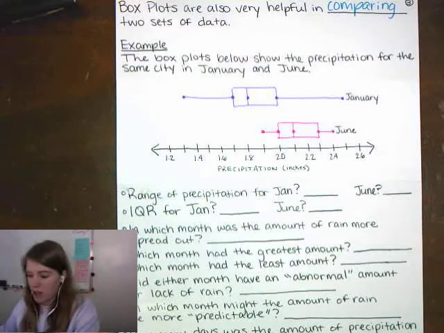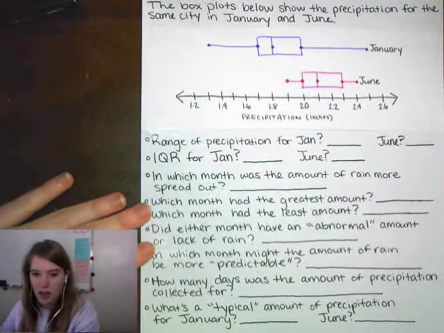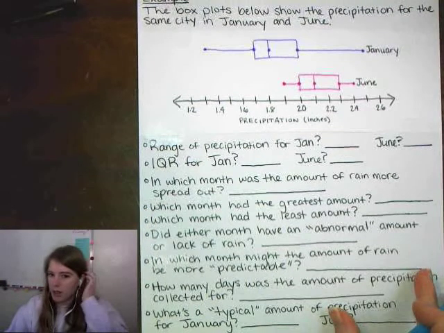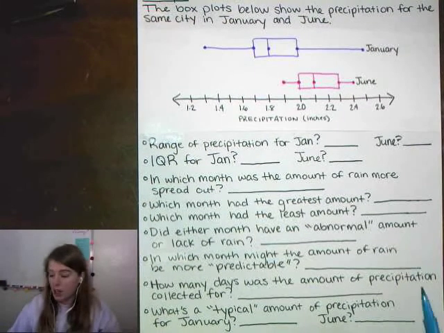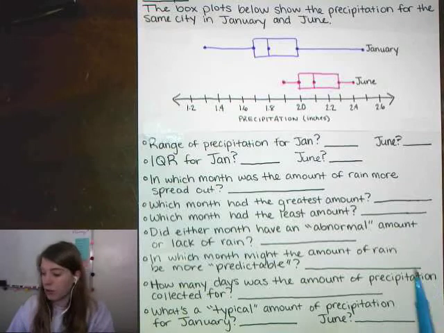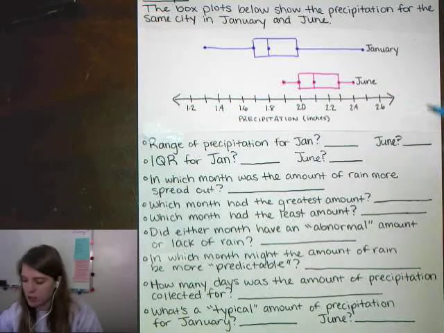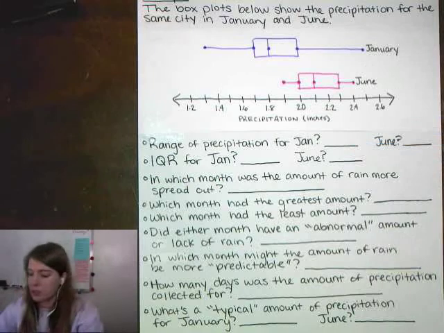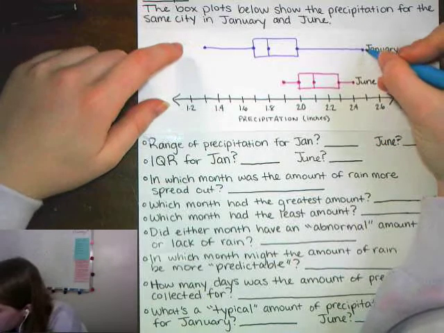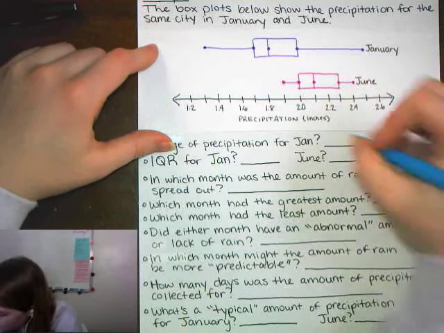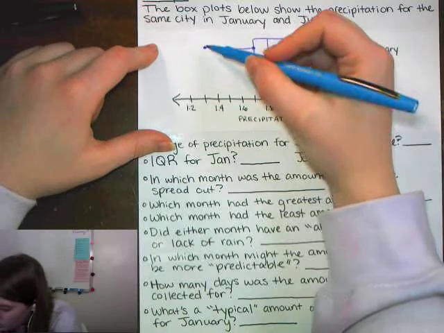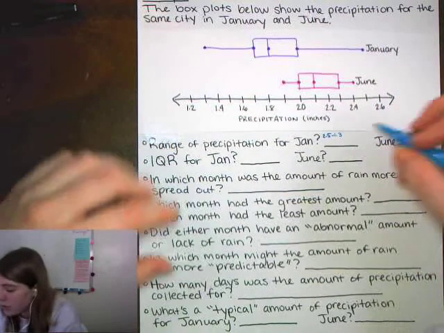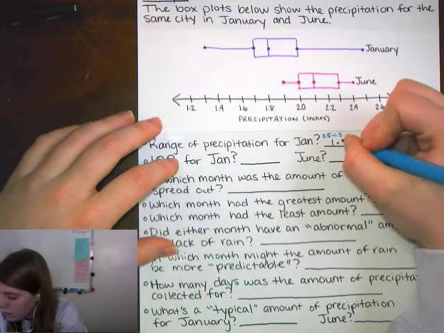So I've got a handful of questions here that we're just going to go through. This isn't everything you can pull out from it, but these are some important pieces that can be helpful when we're comparing two box plots this way, two sets of data. So the range of precipitation for January and June. For range, remember we're talking about the greatest and the least, so the ends of those whiskers. So this looks like it's at 2.5 and 1.3, so 25 minus 13 is 12, so 2.5 minus 1 and 3/10 is going to be 1 and 2/10.